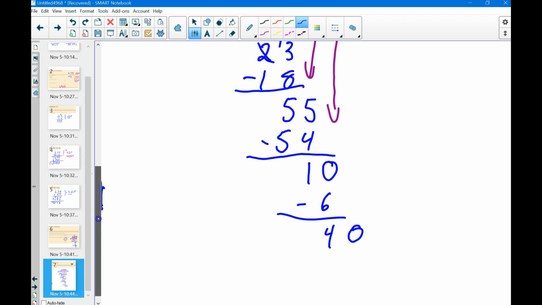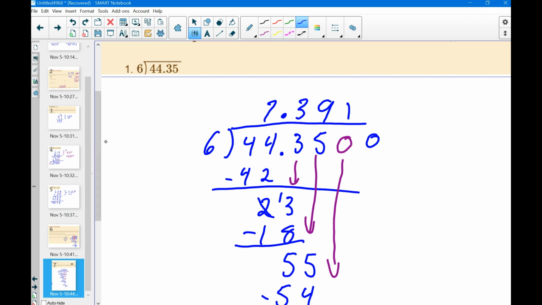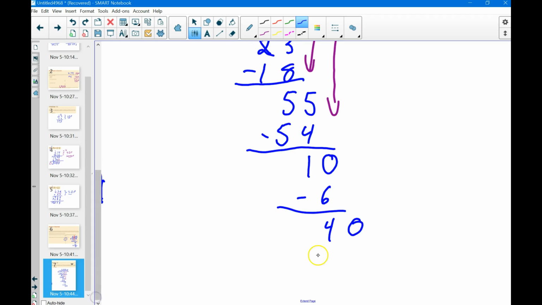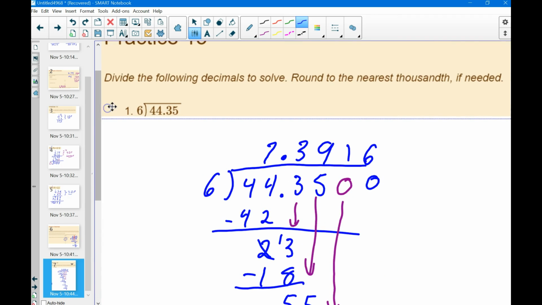And 6 divided into 40. Yep. What do you think? 6 times 7 is 42, so it has to be 6, right? 6. And then we go 6 times 6 is 36. Put a 36 down here. Subtract, and we see it's going to be 4. So you see at this point now, it's going to keep on going on and on and on. So it's going to look like this final answer. 6 is just going to keep repeating like that.